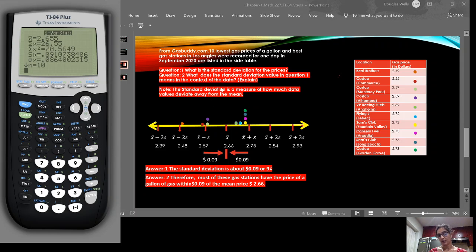So now I hope you understand what the standard deviation value in question 1 means in the context of the data. That means that most of these gas stations have the price of a gallon of gas within $0.09 of the mean price, $2.66. I hope this will help you.